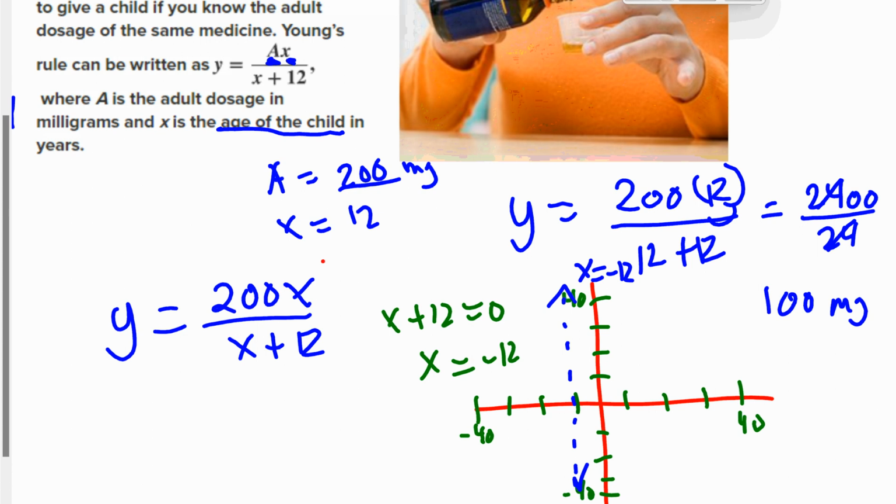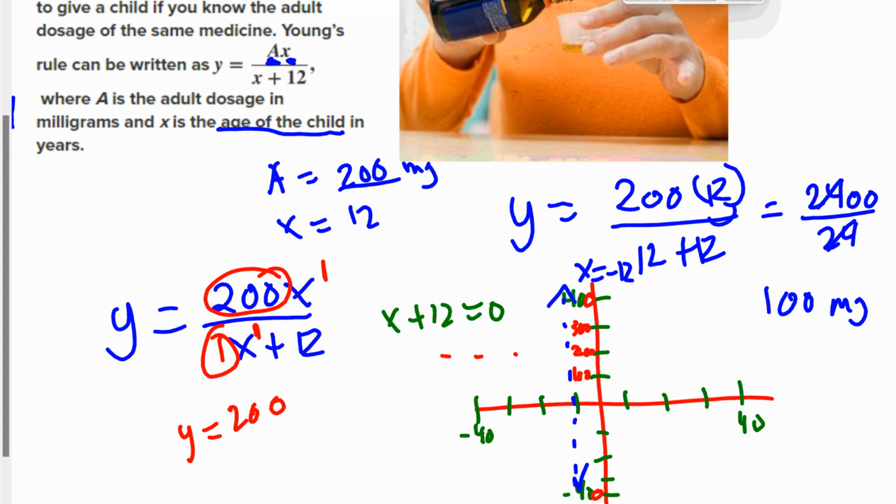For the horizontal asymptote, the numerator is degree 1 and the denominator is also degree 1, so they are the same. So I take the lead coefficient divided by the lead coefficient, and we get 200. So somewhere up here, so maybe we should count by hundreds then: 100, 200, 300. We have this horizontal asymptote at y equals 200.